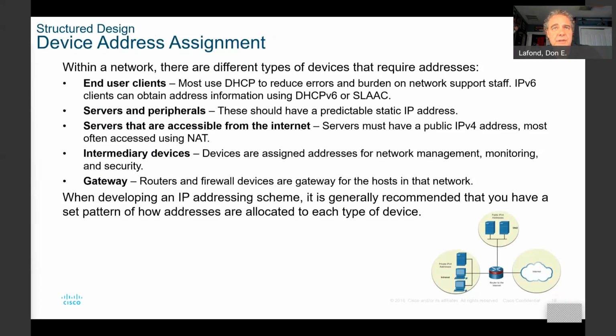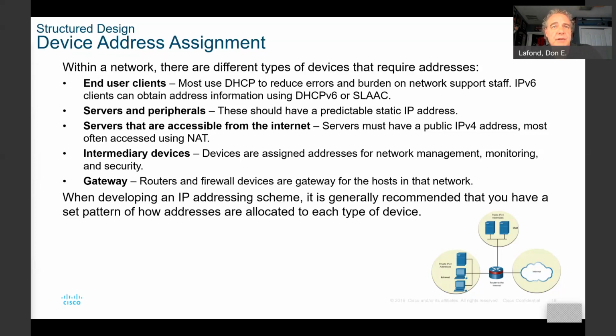Servers and peripherals should have predictable static IP addresses. You don't want your printer's IP address to change. Otherwise, you'd have to reconfigure it on all of your devices. Servers that are accessible from the internet must have public IPv4 addresses, most often accessed using NAT. We learned that in Cisco 2, I believe.